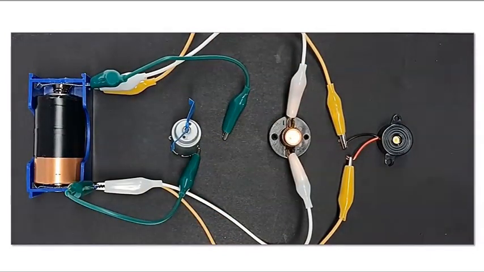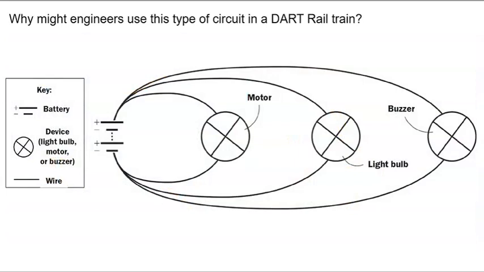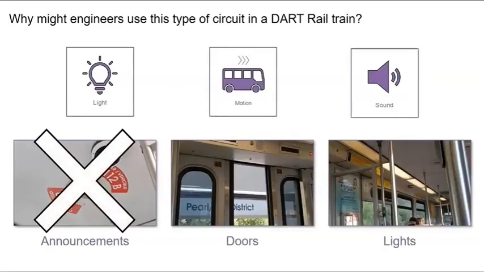Hey, when we disconnect the motor, the other devices still work. That must be because each device has its own closed loop back to the battery. Why might engineers use this type of circuit in a dark rail train? Well, if one device goes out, the other devices will stay on because they're each connected to an energy source.